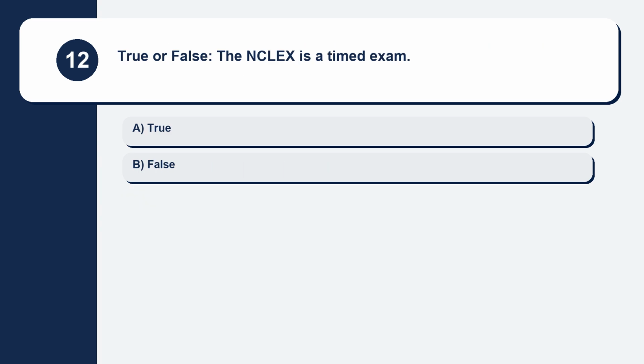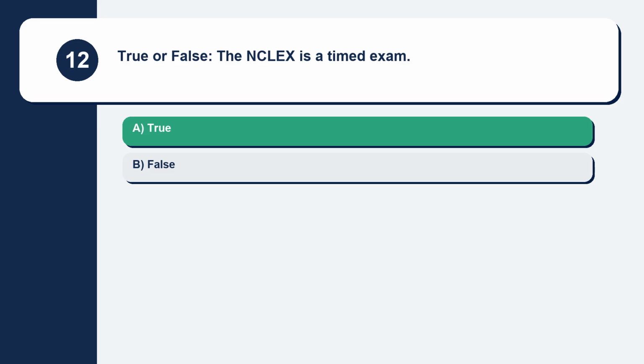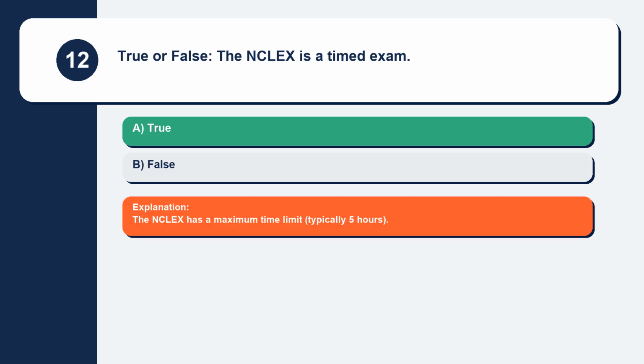Question 12. True or false, the NCLEX is a timed exam? True, false. The NCLEX has a maximum time limit, typically 5 hours.